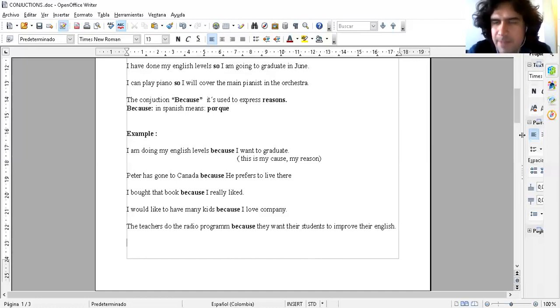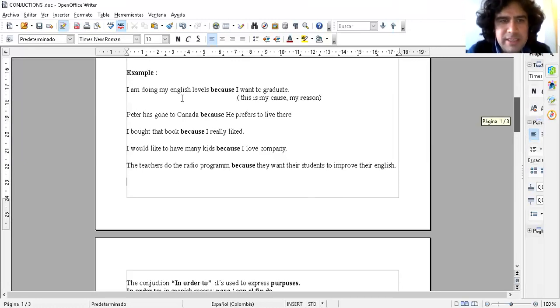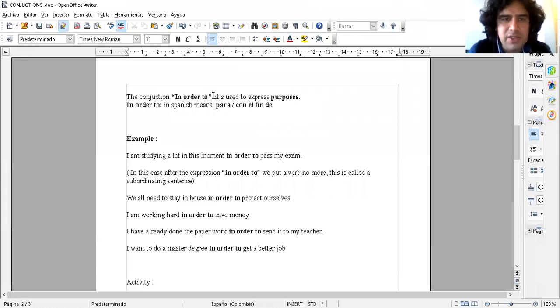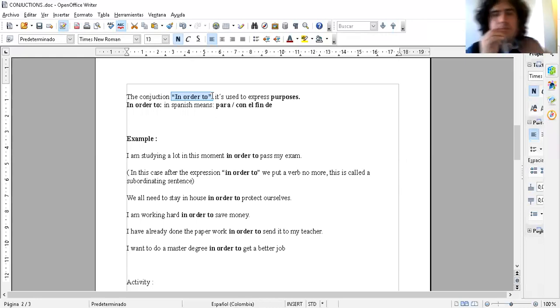That's the reason, okay? Okay, the next conjunction, la próxima, esta que de pronto es nueva, in order to, okay? In order to, it is used to express purposes, okay? Purposes means propósitos, ¿listo? Para expresar propósitos. In order to, en español, puede ser un para, de justificar, o con el fin de, ¿listo? También de propósito, de justificación, ¿ok?